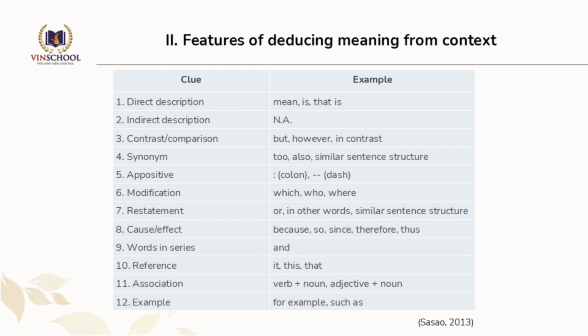For cause and effect, students can look for words such as because, so, since, therefore, or thus. Next is words in series. An example for this type is the conjunction and. Reference is words like it, this, or that. Association is the patterns, like verb plus noun or adjective plus noun. Example clues are phrases such as for example or such as.